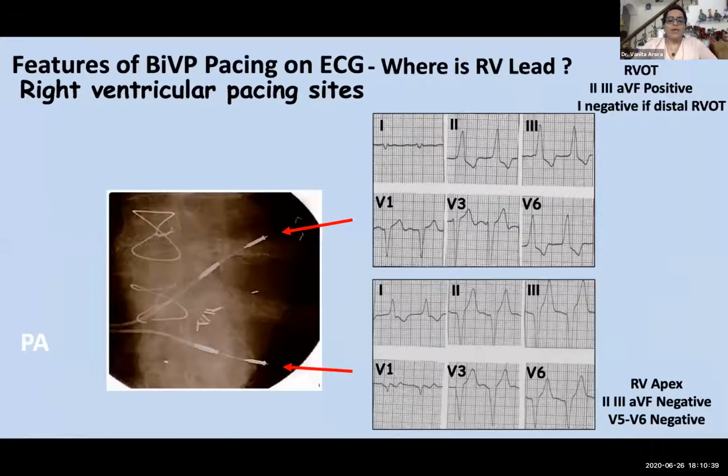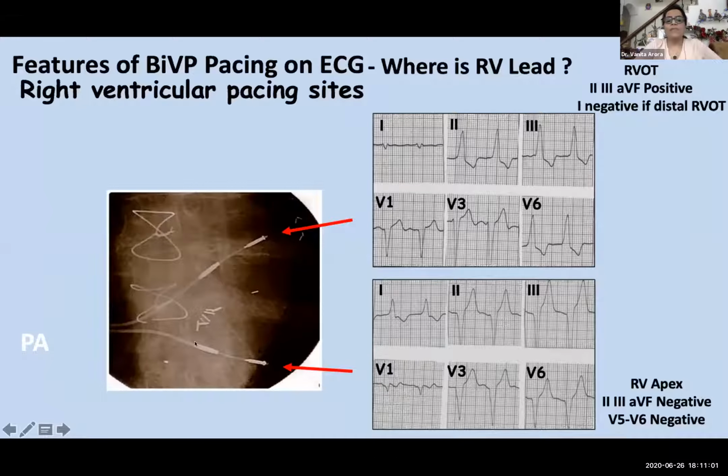When we are looking at the ECG with biventricular pacing, we have to be sure where our RV lead is, because many of us are putting our RV lead in the right ventricular outflow tract. Earlier, we used to put it at the apex, whereby we used to have 2, 3, AVF negative and we used to have V5, V6 negative because it used to be from the RV apex.